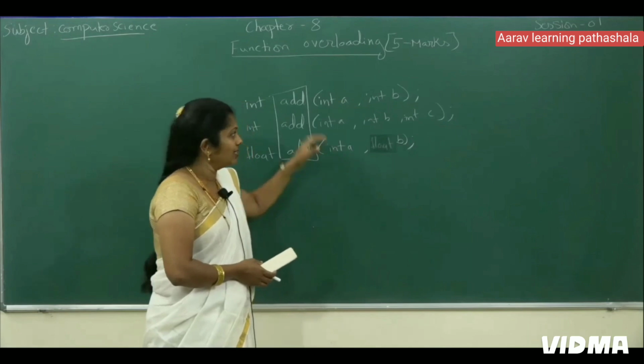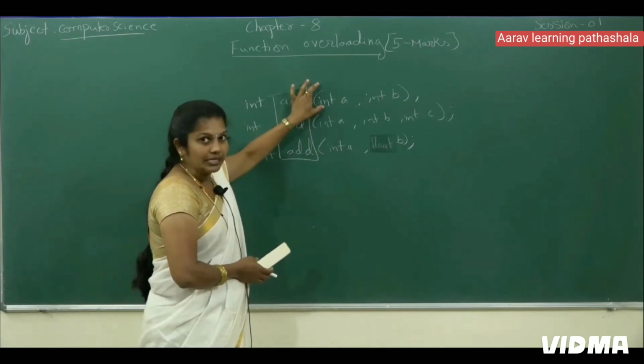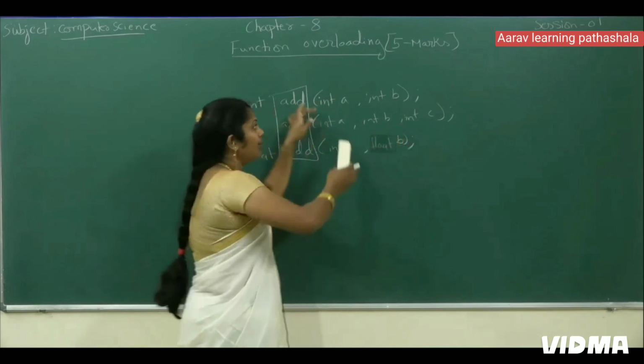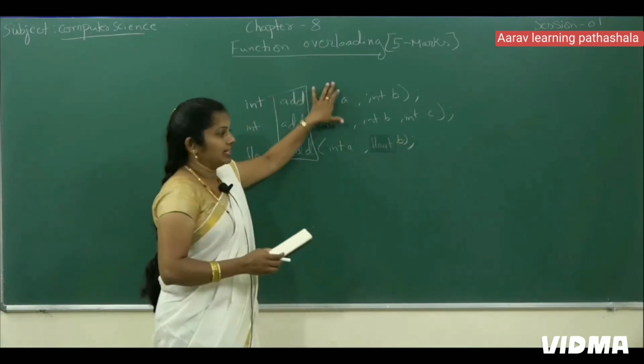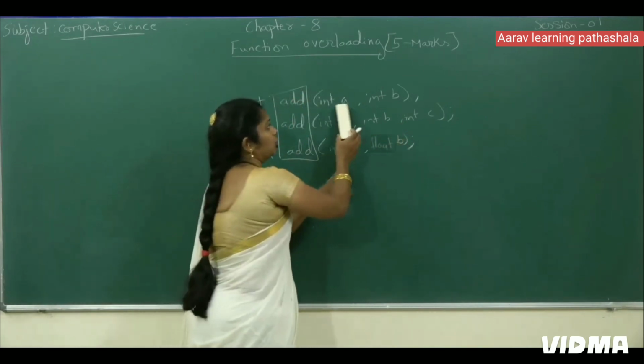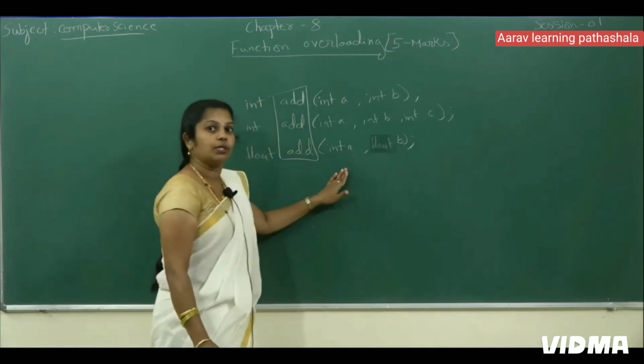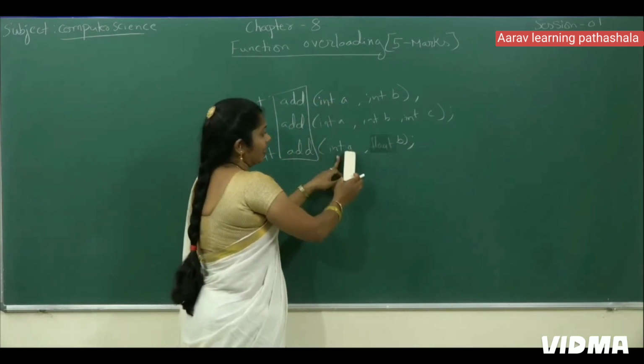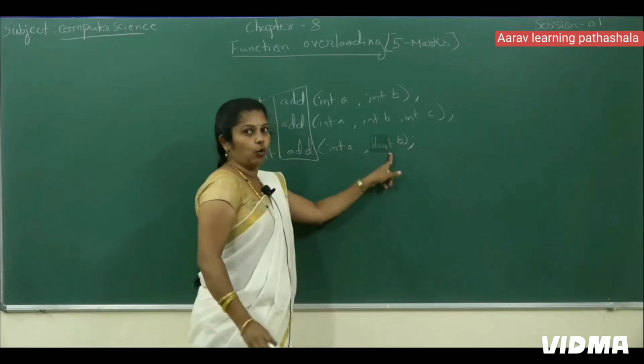But what is the main difference? Here two arguments, here three arguments. The number of arguments are different. But in the first and in the third case, the number of arguments are same. Here also two arguments, here also two arguments. But what is the main difference? Here int a is int and one more is float.